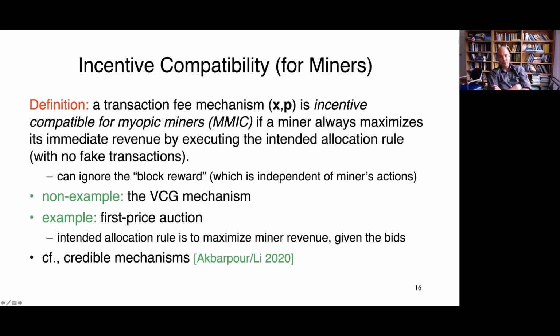As usual, a mechanism is the combination of an allocation rule and a payment rule, and we call it MMIC, that is, incentive compatible for myopic miners. Myopic meaning it's a miner thinking only about its rewards from the current block that it's just now mining. So it's MMIC if following the intended allocation rule X is guaranteed to maximize the overall rewards to that miner, the sum of the money that they make from all of the transactions that they include.